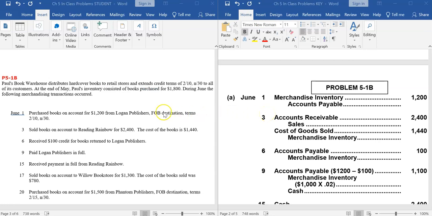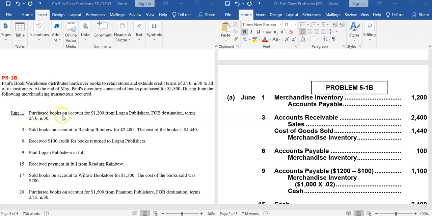Let's do another problem, using the same concepts that we were just discussing. Paul's Book Warehouse distributes hardcover books to retail stores and extends credit terms of 2/10, net 30 to all of its customers. At the end of May, Paul's inventory consisted of books purchased for $1,800. During June, the following merchandise transactions occurred.